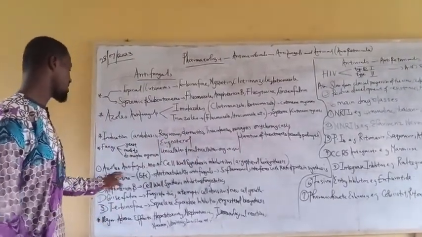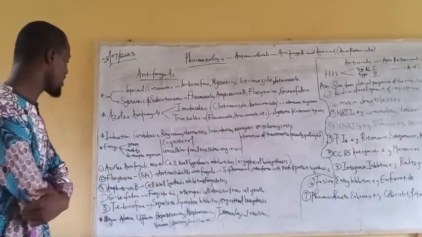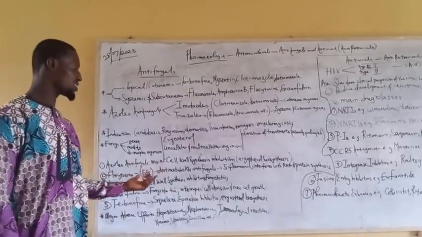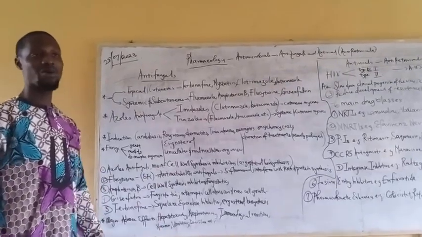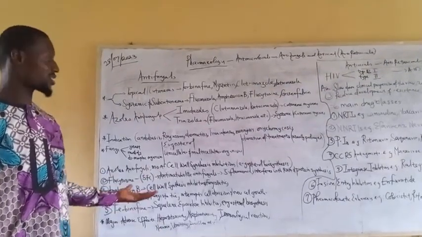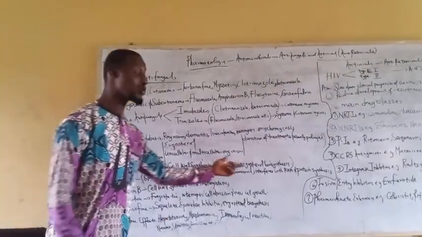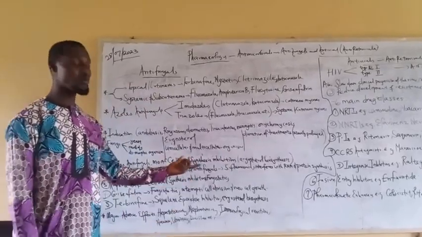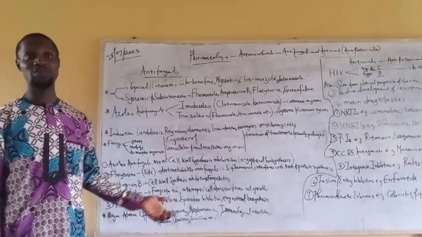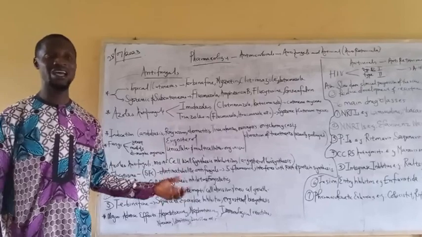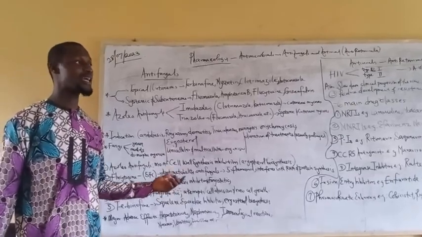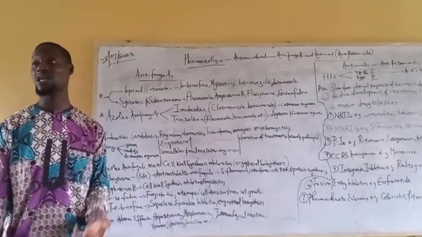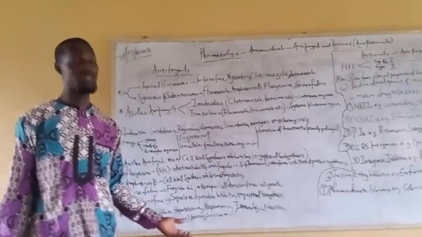Looking at the azole group, the azole antifungals have a general mechanism of action: they inhibit cell wall synthesis. They destroy the cell wall of fungal cells, which contains ergosterol. They interfere with ergosterol biosynthesis, which will lead to leakage of the cellular content, and eventually to cell death.